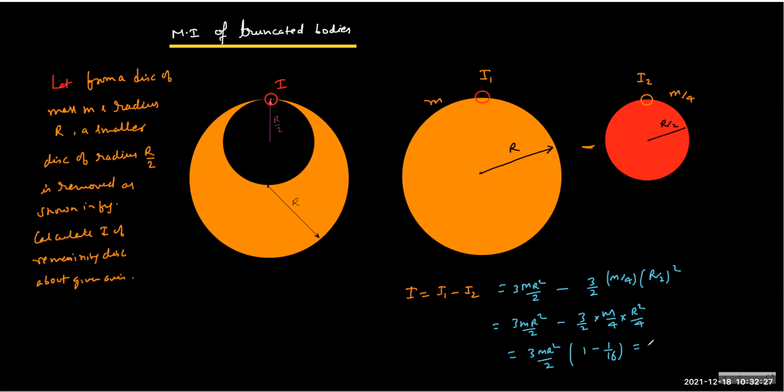15 by 16 to 3 by 2 means 15 by 16 into 3 by 2. It's 45 by 32. This is what you got.